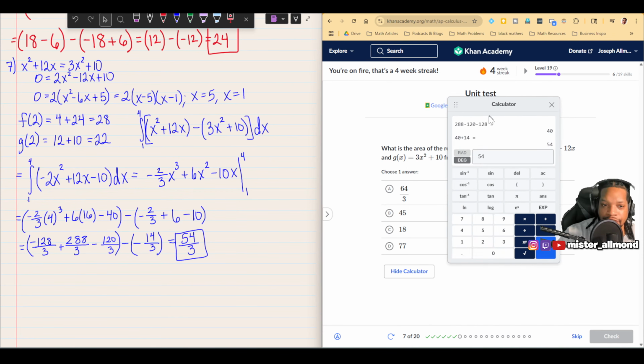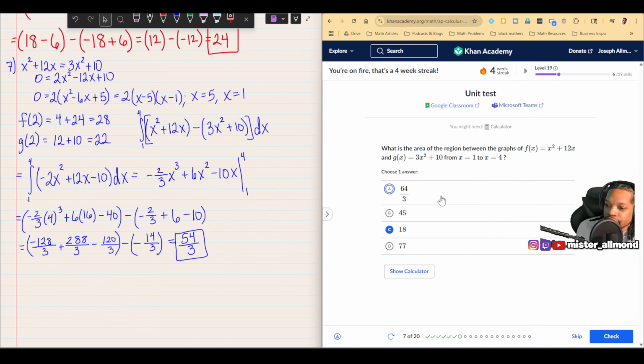I feel like it is A, but I'm not about to chance it. Hold on. Wait a second. I got 54 over 3. That turns into a whole number. That is divisible by 3. 18. Okay, wait. I'm not tripping. I seen that over 3, and I thought my answer had to be over 3, but it is over 3. It just simplifies to 18. But is it right?